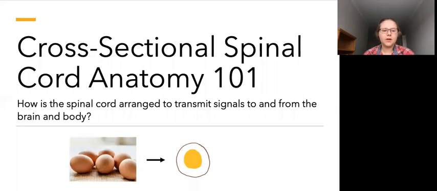So let's start with the cross-sectional anatomy of the spinal cord. To understand what a cross-section is, imagine you slice a hard-boiled egg. Depending on where and which direction you slice, the cross-section will appear different. Similarly, horizontal slicing of the spinal cord at different levels yields different sections. We won't talk about the differences between cervical, thoracic, and lumbar cross-sections today, but just bear in mind that they do vary.